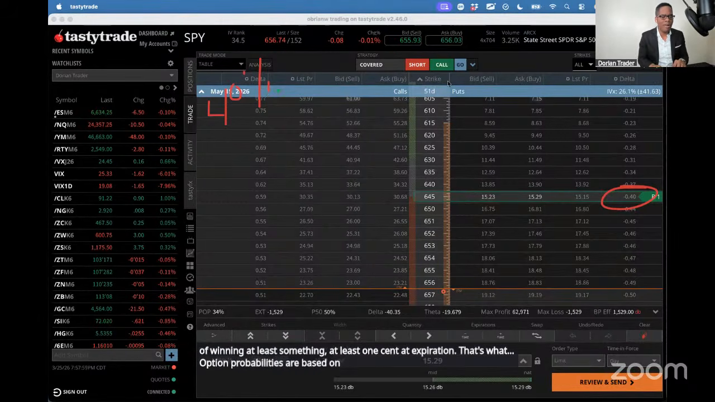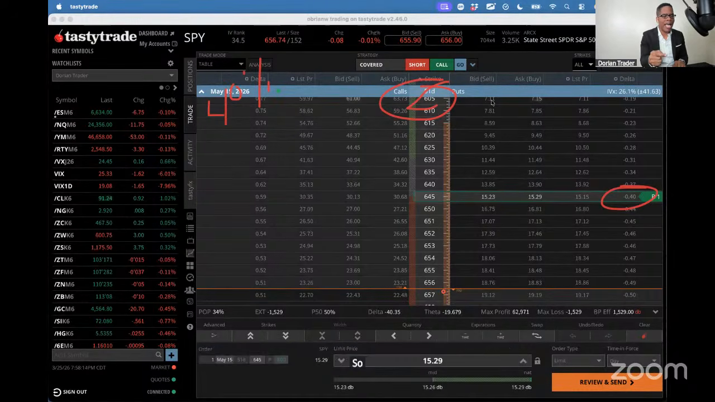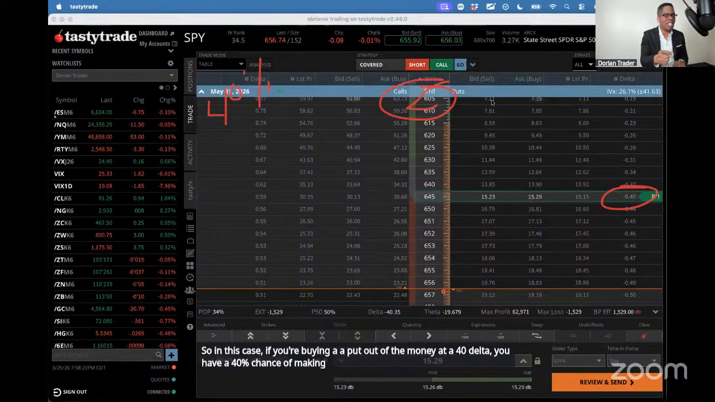That's what option probabilities are based on. It's based on the time of expiration. So in this case, we have 51 days. Sorry about that. We have 51 days to expiration here. And so it's not a second before or a second after expiration. Literally, the probabilities are based on expiration. So in this case, if you're buying a put out of the money at a 40 delta, you have a 40% chance of making money at expiration. Doesn't mean you can't win or lose before it, but if you wait to expiration, it's going to be a 40% chance.